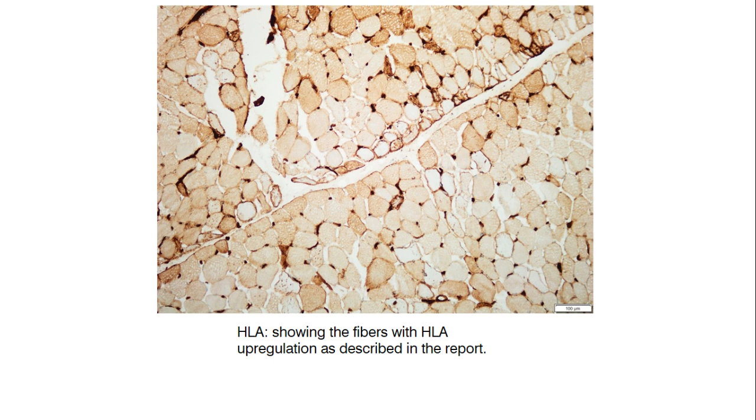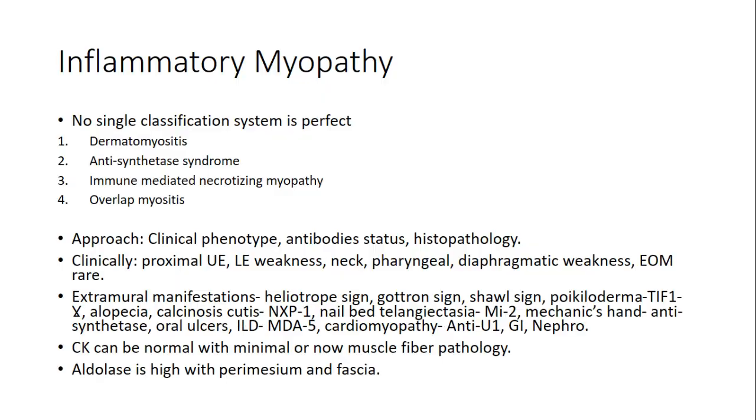But remember, those antibodies are not myositis specific antibodies. That is the classification that I'm going to talk to you about. But the timeline is important. Understanding the whole process of thinking is important. So here we go. There is no single perfect classification system for myositis so far. We call it dermatomyositis if there are skin manifestations. If there is antisynthetase syndrome, there are specific manifestations of that.